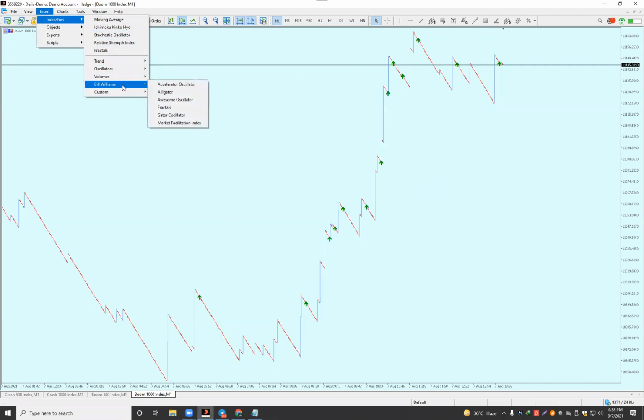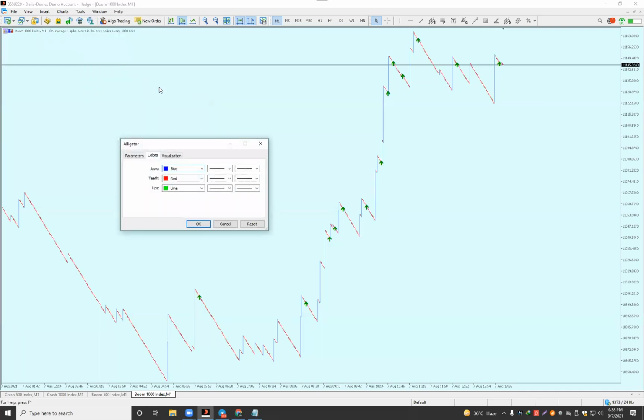You will find it in the Bill Williams indicator section. Here you will find the alligator. The recommended setting of the alligator is 100 jaws period, 100 teeth period, and 100 lips period. The jaws cannot be shifted, it will be 0. Teeth period will be shift 15, and lips period will be shift -15. For the method, you select linear weighted and then apply to close, then OK.